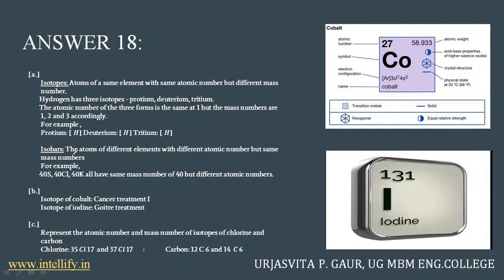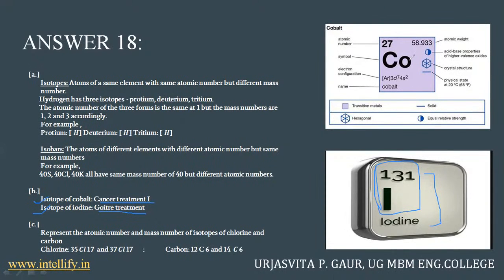The next part asks us to mention two medicinal uses of isotopes. Then these are the two medicinal uses. One is the isotope of cobalt, which is used in cancer treatment, and the other one is the isotope of iodine, which is used in goiter treatment. Now have a look at the screen. This is iodine-131. This is the isotope of iodine which is actually used in goiter treatment, isotope 131 of iodine. And this is cobalt.